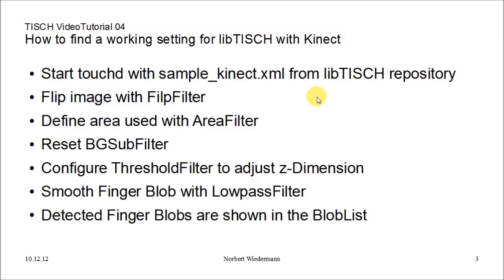In the next step, I would like to demonstrate how you can adjust the settings of a filter in the chain and calibrate the working area so that the mapping matches the application you want to manipulate. Therefore, I start TouchD with the sample Kinect XML config file from the repository and explain the steps you should perform to get everything running.